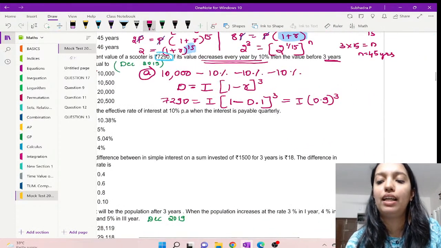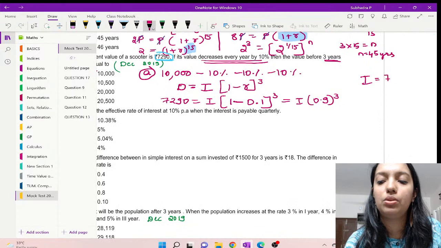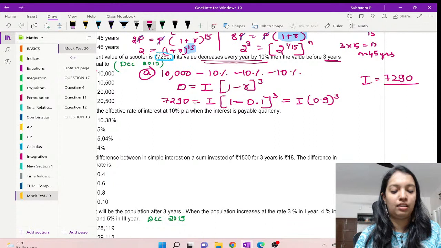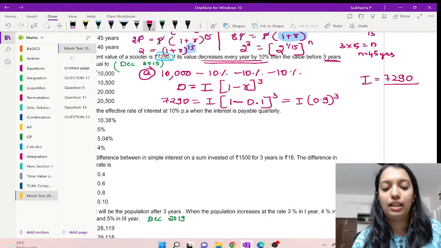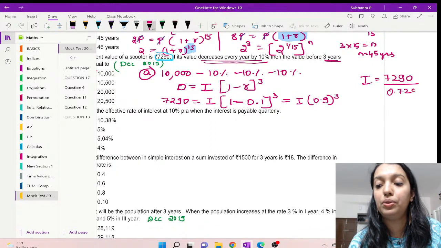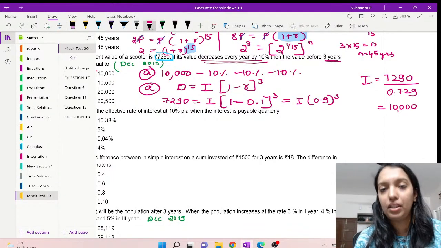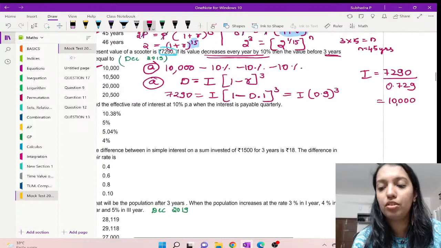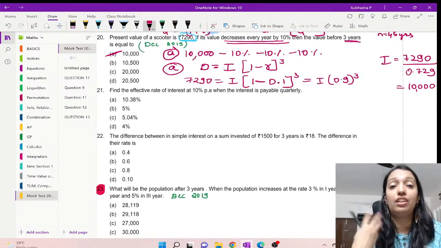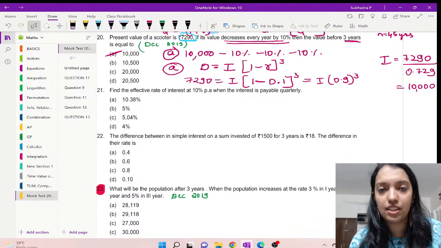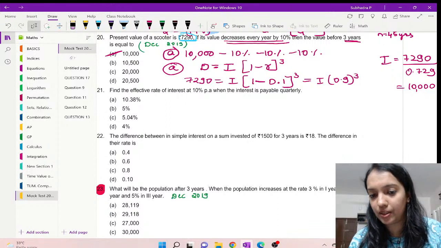So how do you find I value? I is equal to 7290 divided by 0.9 whole cube. Take your calculator. 0.9 into equal to. You will get 0.729. When you divide, you are going to get your answer as 10,000. So this is again another method. But I don't think you'll remember the formula in your examination, given that you already have so many formulae to remember. So the correct answer for 20th question is option A by trial and error method.